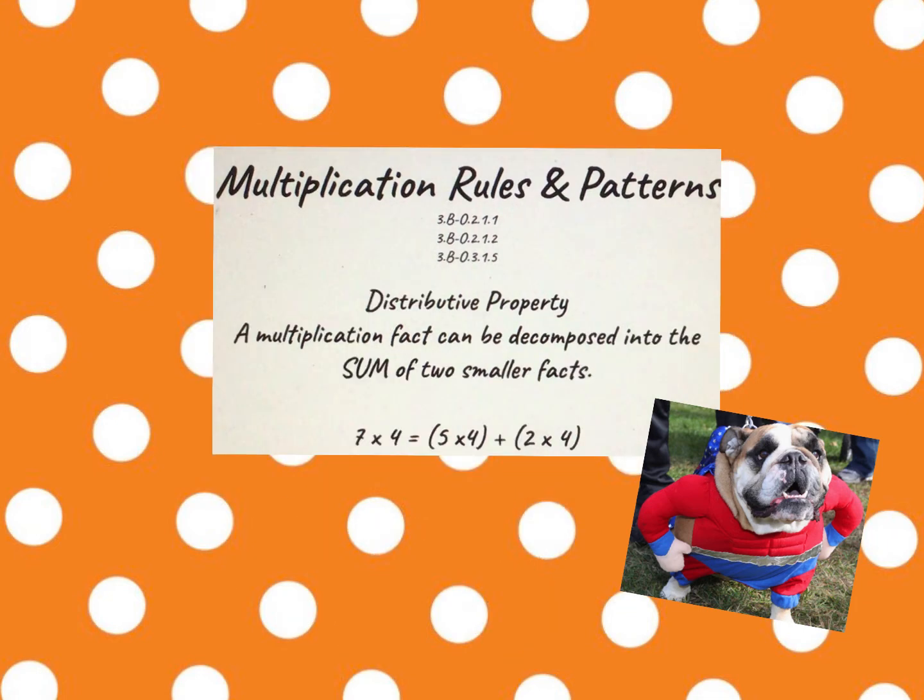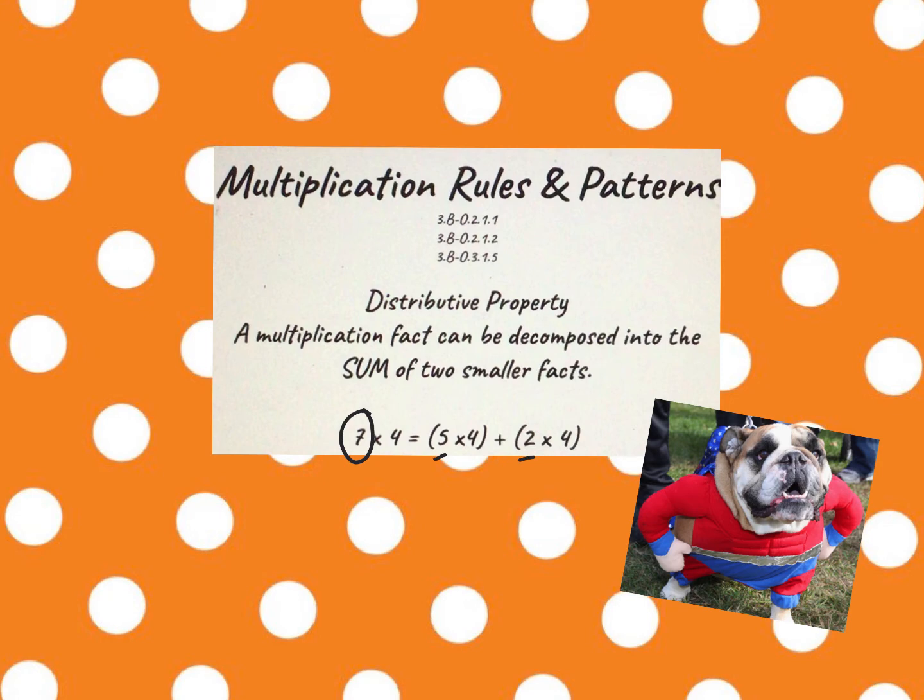Now the distributive property is when a multiplication fact can be decomposed into the sum of 2 smaller facts. Remember, distribute means to give out. Think of your granny that might come and bring you presents, okay? She gives out presents. So what we're going to do is think of one of the numbers, like 7, and distribute 7 into 2 smaller numbers like 5 and 2.